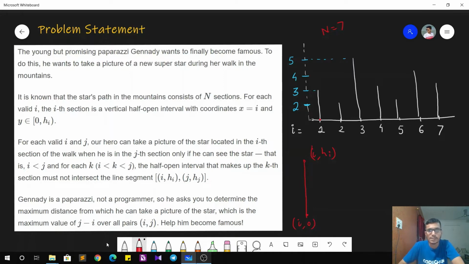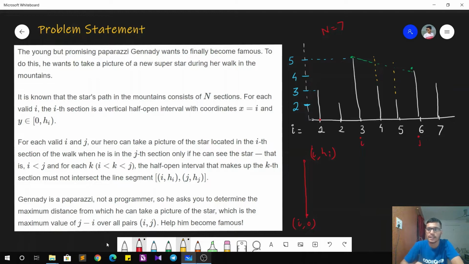This data is given to us, and now there's a definition given that if we consider two segments i and j, then the jth segment is visible from the ith segment if we connect their top points. So if I connect these top points using a line, then it is said that the jth segment is visible from the ith segment if no other vertical segment in between intersects this line.